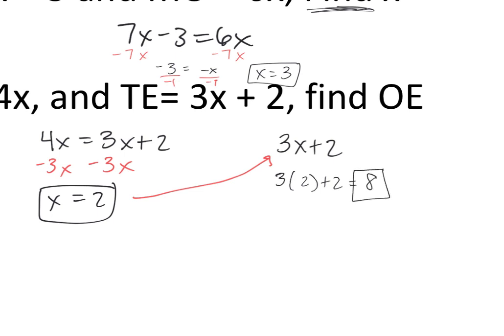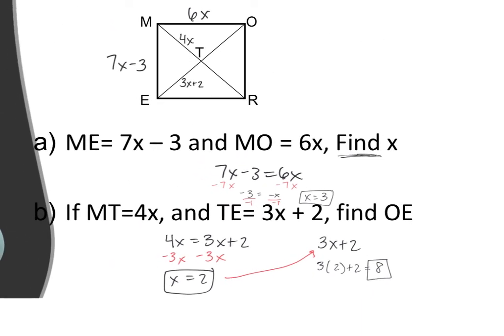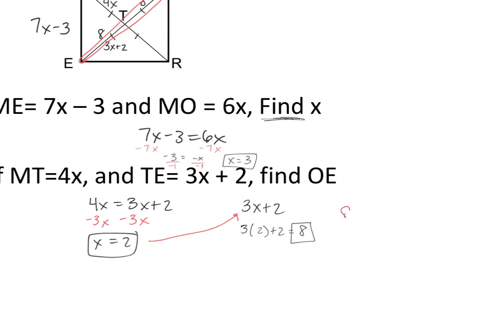So that's what OE is? No, it's 16. Why? Because it's 2 sides. Good. It's 2 parts. It's the full length of the diagonal. So that would be 8 plus 8, which is 16. So OE equals 16.